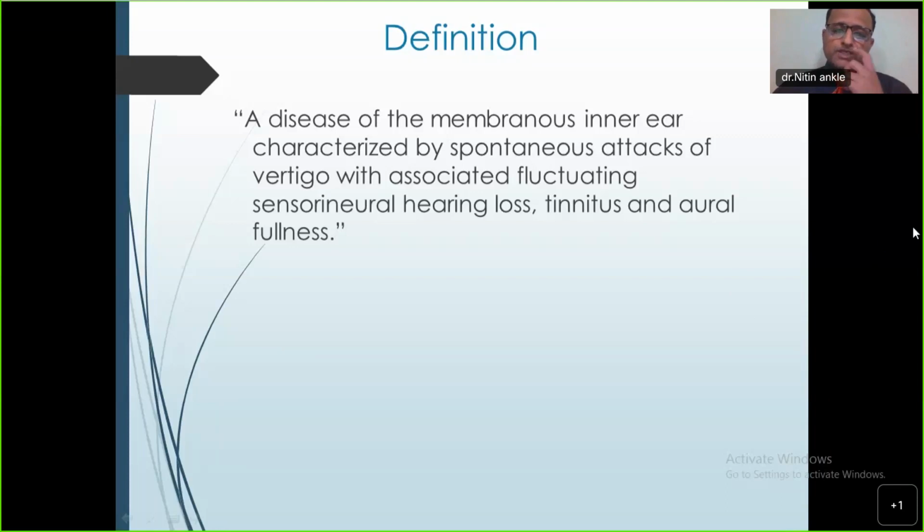So in between the attacks, the patient might be hearing normally, but during the attack and after the attack, for a few days or few weeks, the sensorineural hearing loss can be clearly demonstrated. The patient will also complain of tinnitus and aural fullness. We'll go into details of each symptom later on in the further slides.